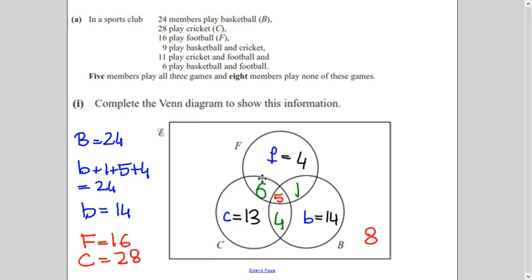For example, I have done here for basketball. So total basketball players are 24. So it means B plus 1 plus 5 plus 4 equals to 24. So this helps me to calculate only basketball. So this is how I'm filling it up. I hope you understood. So you can fill up your diagram.